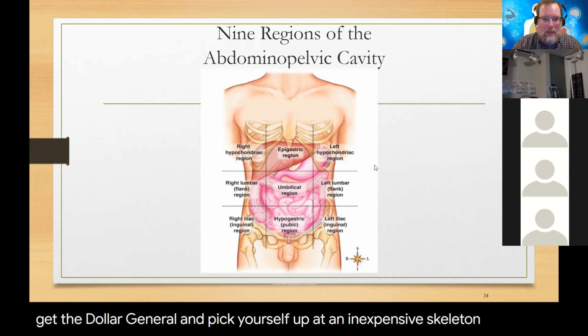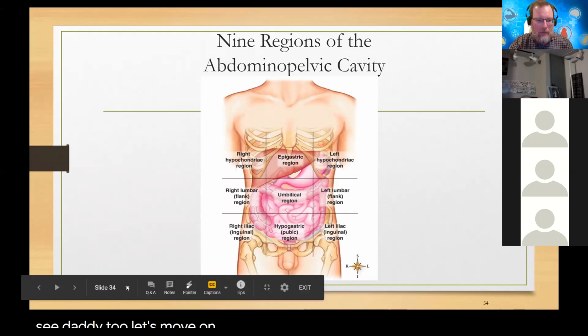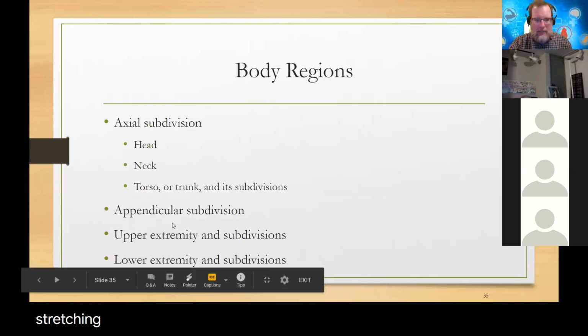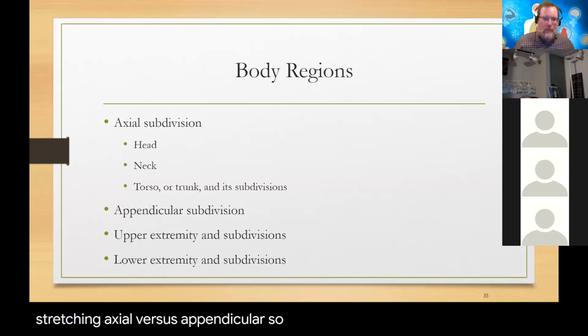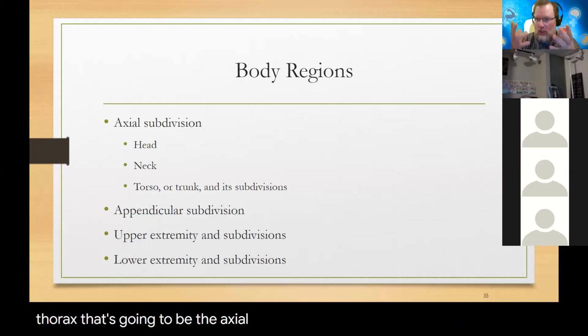Okay, let's see. Let's move on from this slide. We're almost done. We're home stretching. Axial versus appendicular. So axial says head, neck, and torso. Absolutely. So we would think of the skull, the vertebral column, and the rib cage, or the thorax. That's going to be the axial portion of the body, or axial region, the axis.